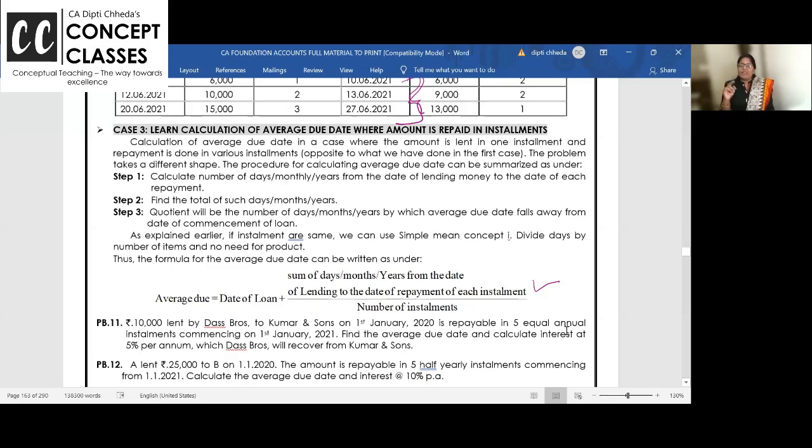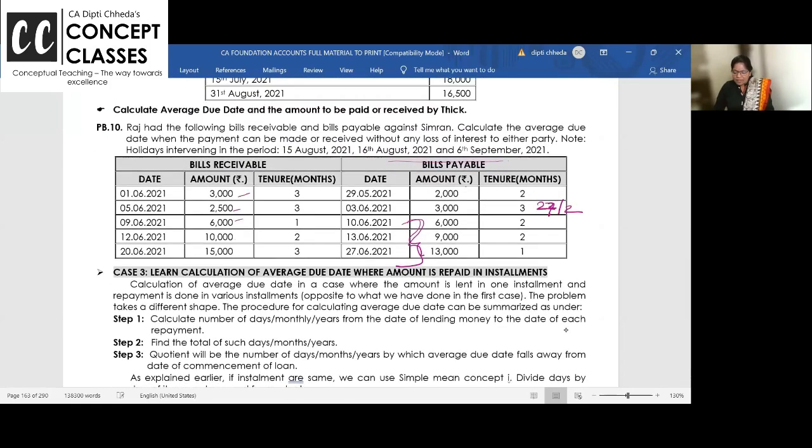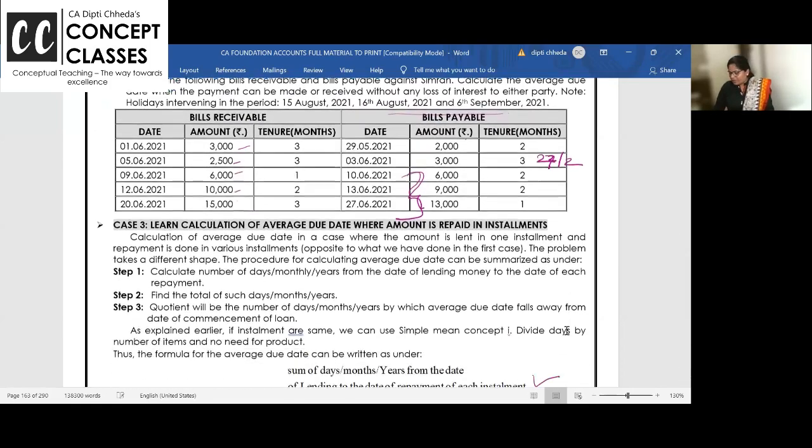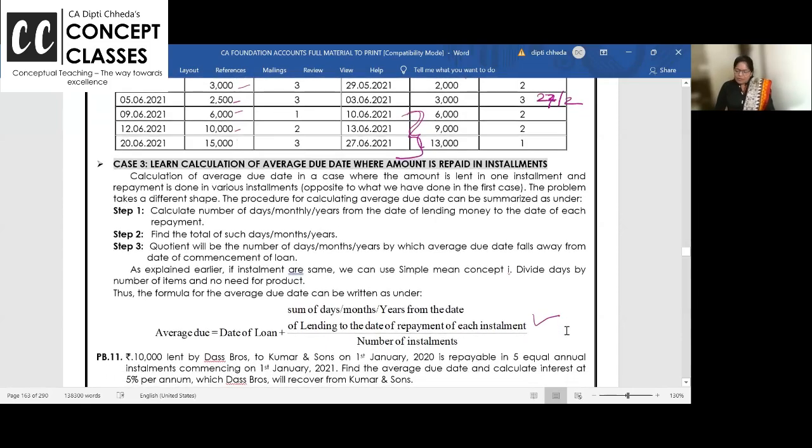Acha, only hint, when will you use this? When your installments, your amounts are same. Look at this. Amounts are not same. So if it is same, you can do calculation of average due date in case where the amount is lent in one installment and repayment is done in the various installments. 1 second. And the problem takes different shape.